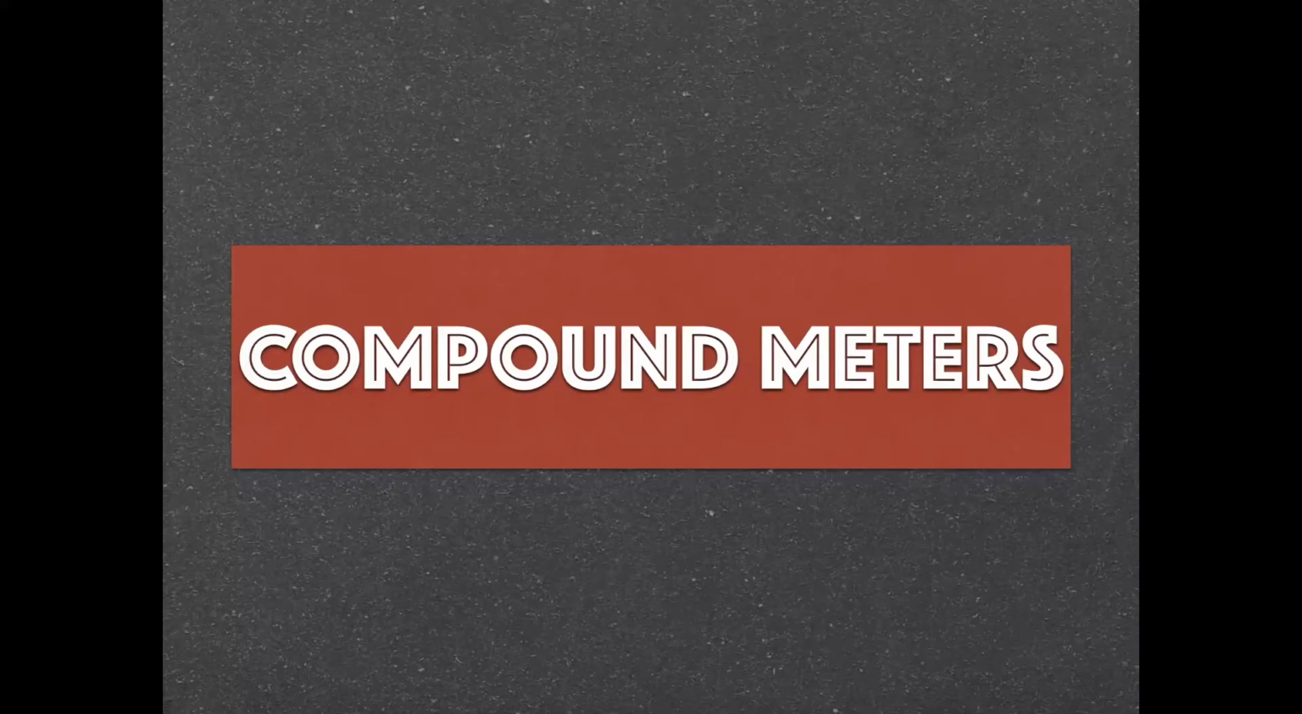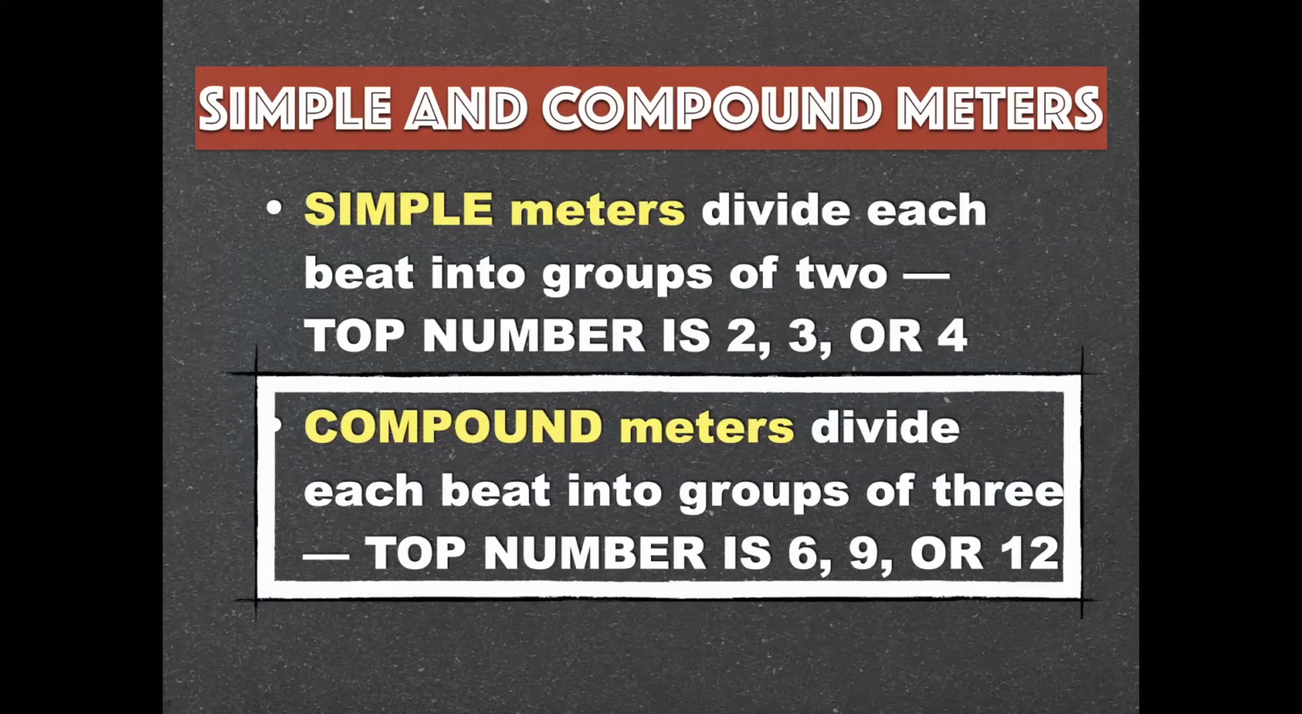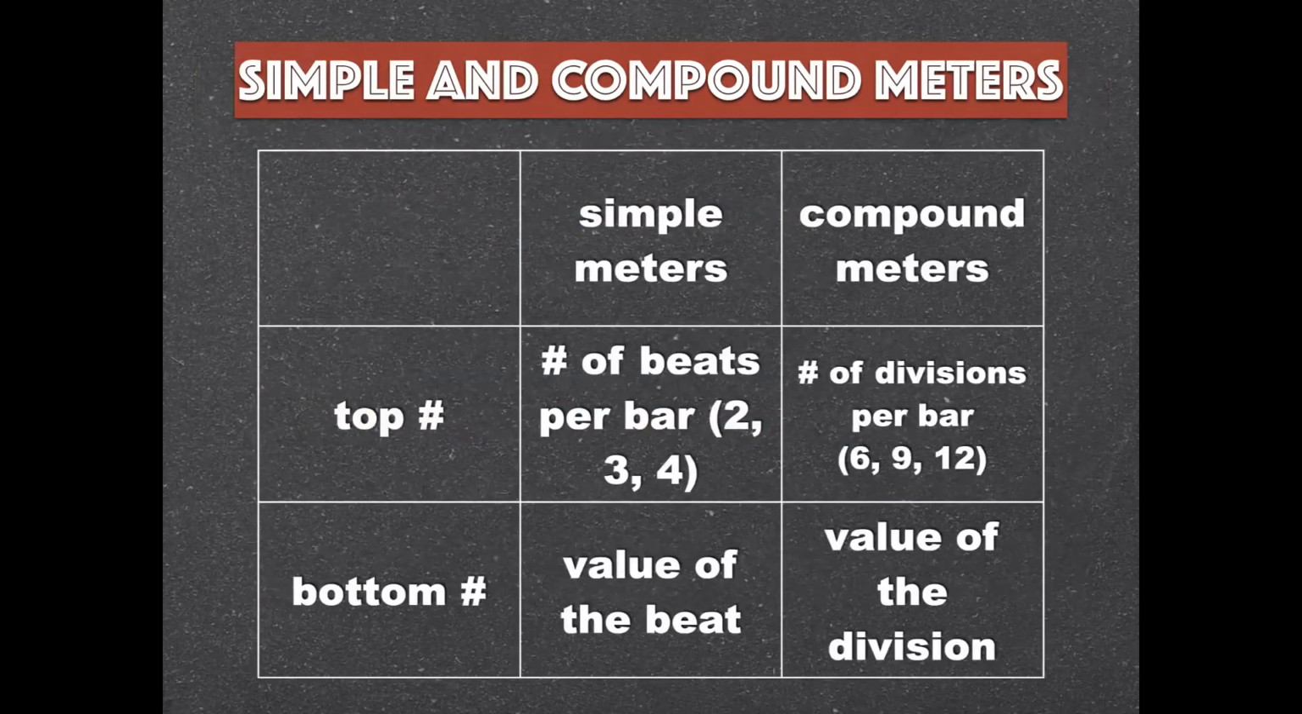So now we're studying compound meters where the top number indicates the number of divisions per bar. The top number for compound meters will always be 6, 9, or 12. Here's a little chart I've prepared to show you the difference between simple and compound meters. Notice that for simple meters, the top number tells us the number of beats per bar, 2, 3, or 4. That also tells us the conducting pattern we use. Well, for compound meters, the top number does not tell us the number of beats per bar, but rather the number of divisions per bar. So the numbers are greater, 6, 9, or 12.